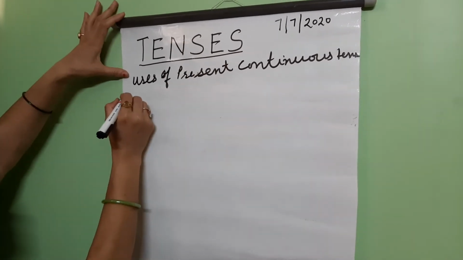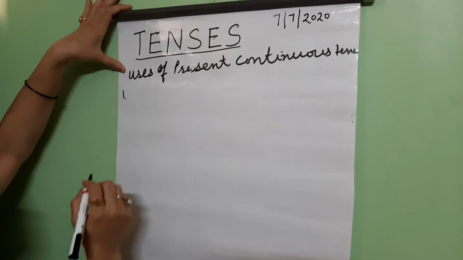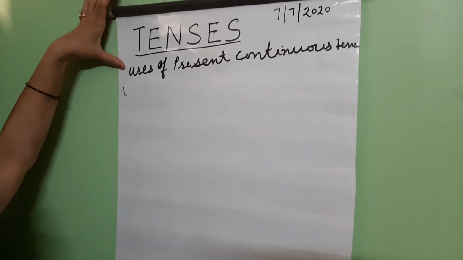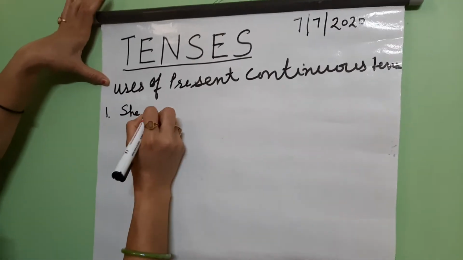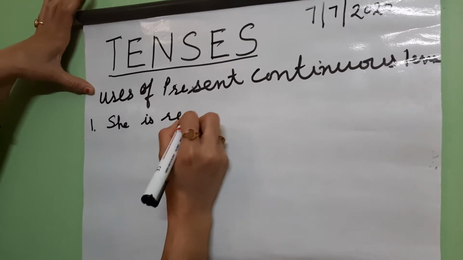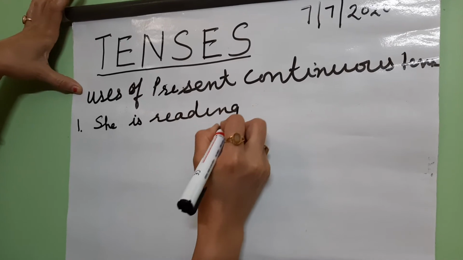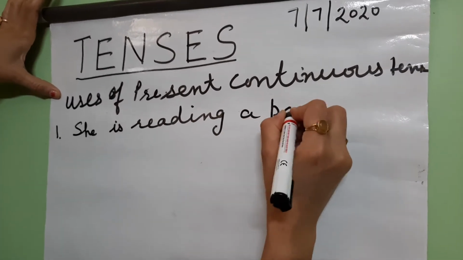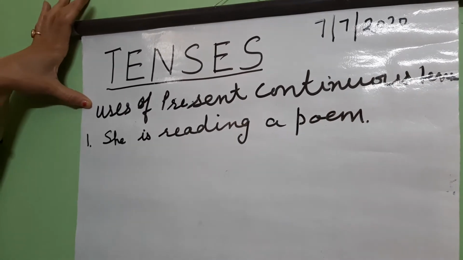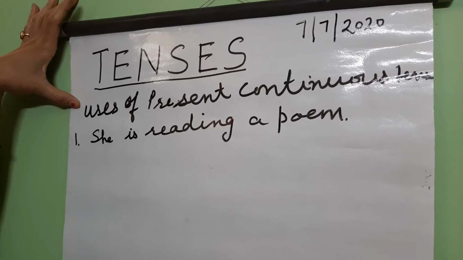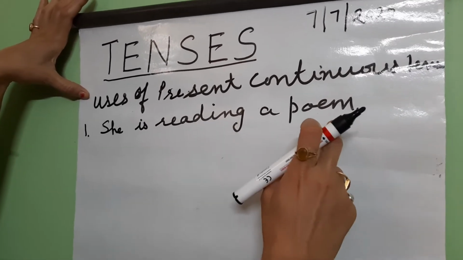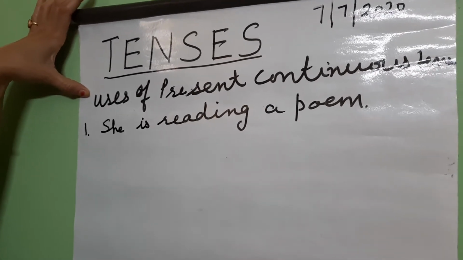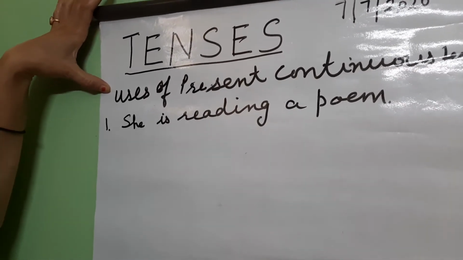First, when the work is in continuity. She is reading a poem. While I am speaking, while I am telling this, she is reading a poem. At the very time, she is reading the poem.